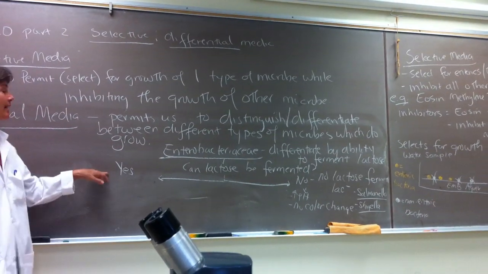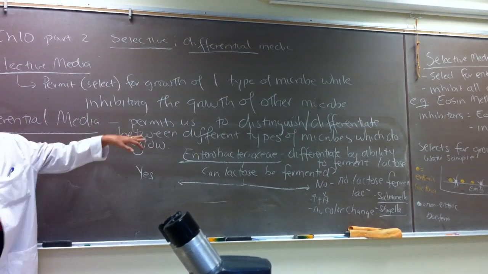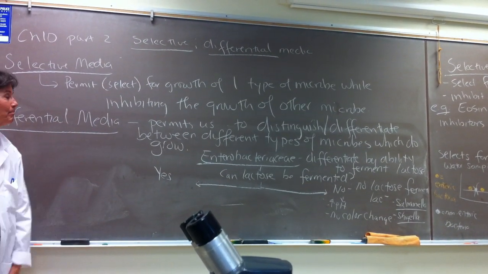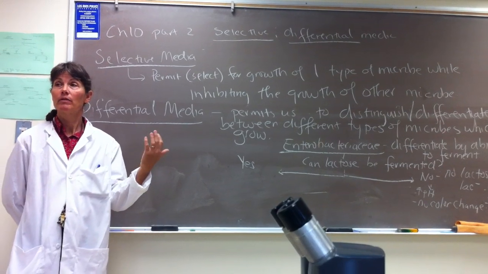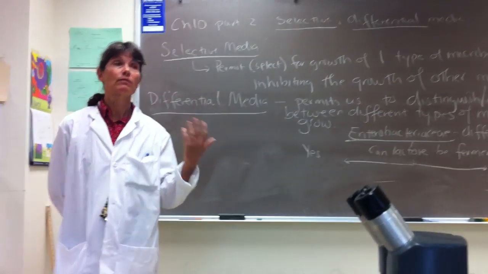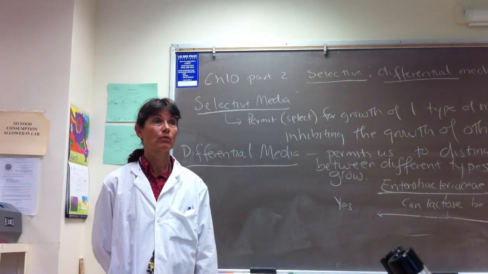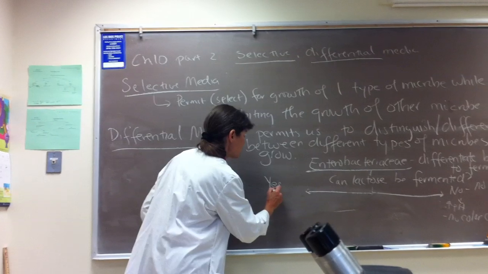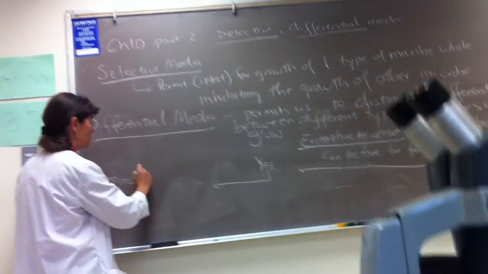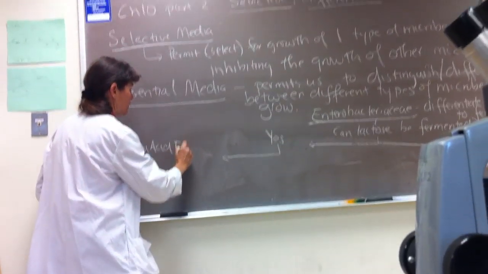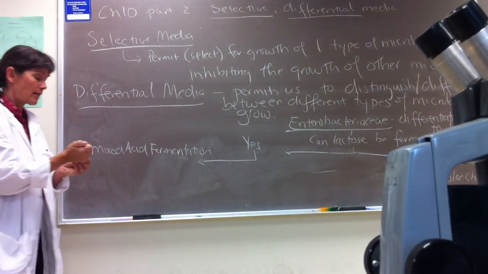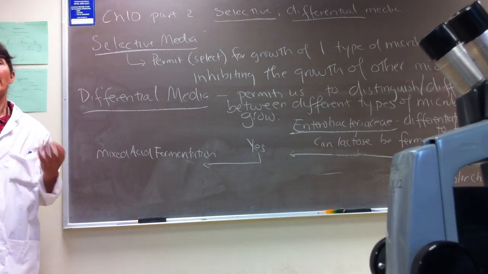Where it gets kind of cool is over here with members of Enterobacteriaceae that can ferment lactose. And here's where it gets a little bit complicated. It turns out different microbes have different fermentation pathways. Remember that from lecture? Different microbes can make different enzymes and have different fermentation pathways. So one of the fermentation pathways is called mixed acid fermentation.